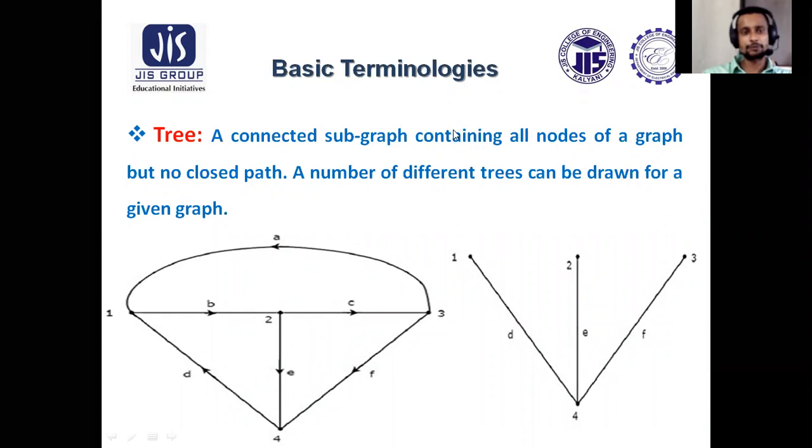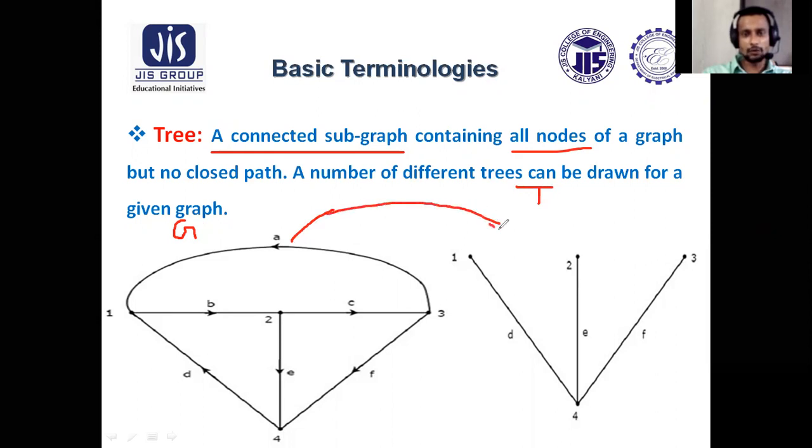Next is tree. The concept of tree is very important in graph theory. A tree is a connected subgraph containing all the nodes. Very important point. So a tree is a subgraph, meaning part of the graph. This is a graph and this is a tree. So a tree should contain all the nodes of the graph. Here the nodes of the graph are 1, 2, 3, 4. So all nodes 1, 2, 3, 4 are present in the tree as well. So a tree is a part of the graph, that is a subgraph which contains all the nodes of the graph, but no closed path. So while forming a tree from a graph, it is to be observed that the tree should not contain any loop within it.